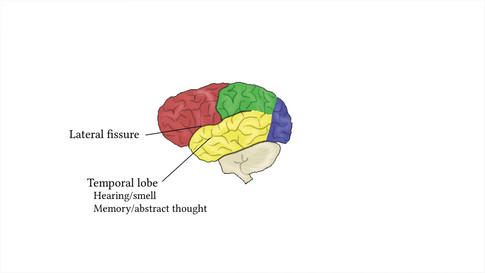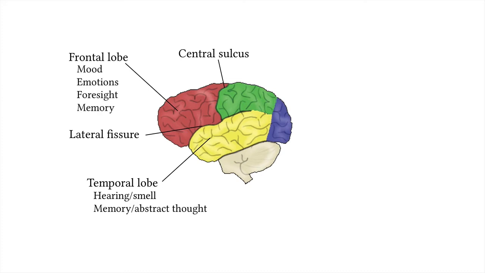and abstract thought. The frontal lobe is located on the anterior part of the brain. It's bounded by the lateral fissure and the central sulcus. The frontal lobe is involved in mood, emotions, foresight, and memory.